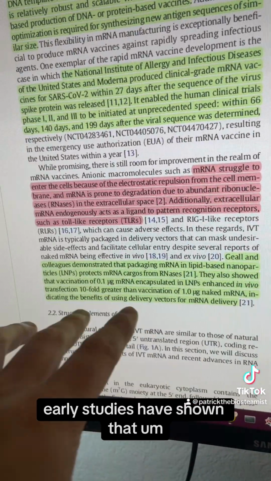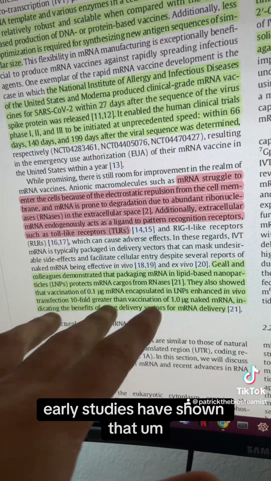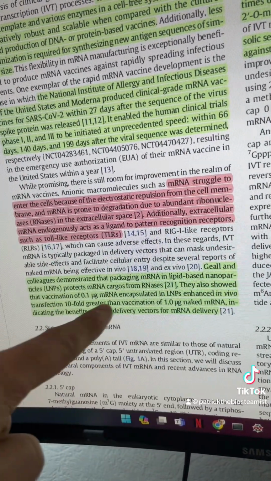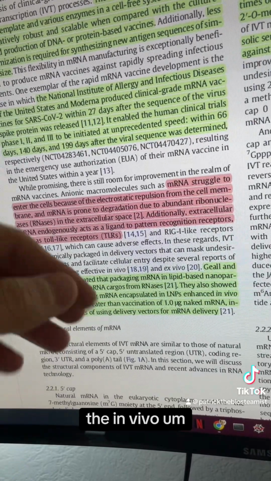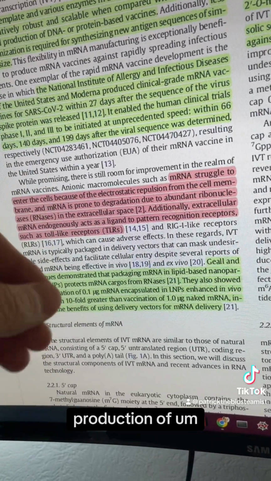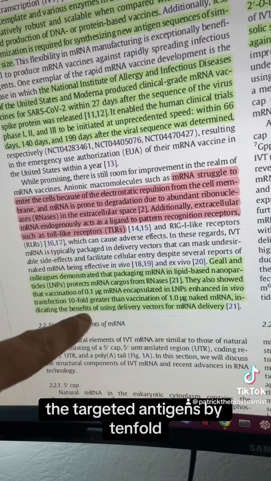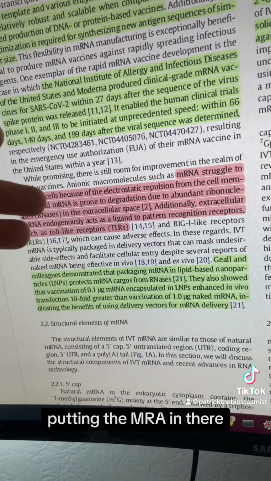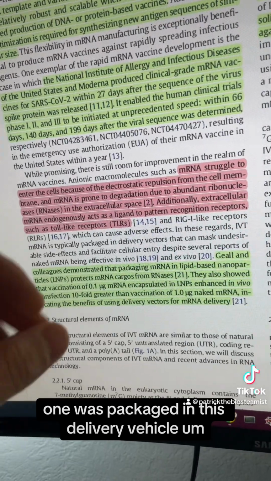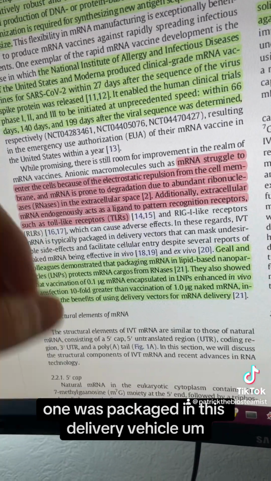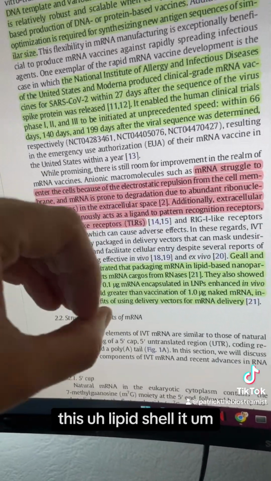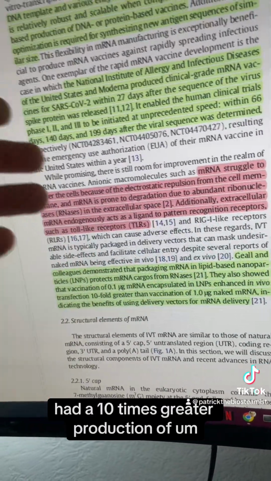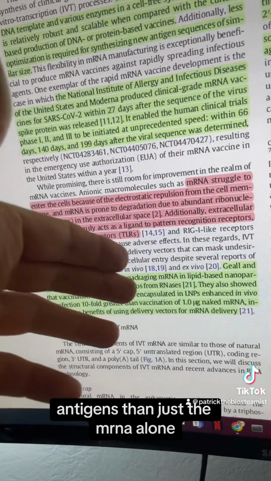And early studies have showed that lipid nanoparticles enhanced the in vivo production of the targeted antigens by tenfold. It was 10 times greater than just putting the mRNA in there. When it was packaged in this delivery vehicle, this lipid shell, it had a 10 times greater production of antigens than just the mRNA alone.